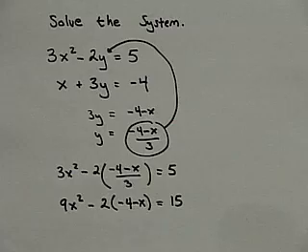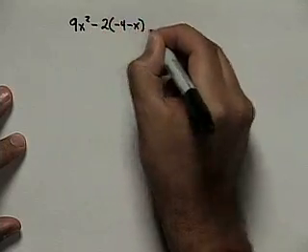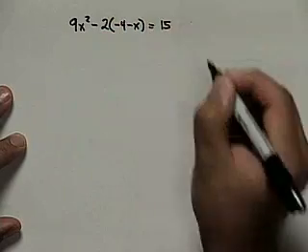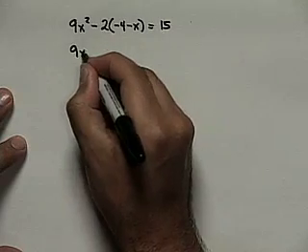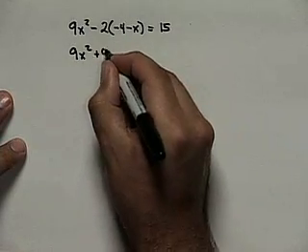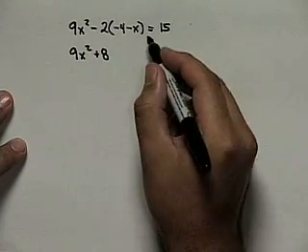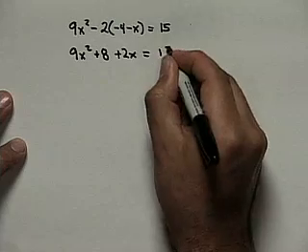So from here, what we'll do now is take that equation, which we left off as 9x squared minus 2 times (negative 4 minus x) equals 15, and now we'll distribute the negative 2 across the parentheses, so we'll have 9x squared, and then negative 2 times negative 4 is a positive 8, negative 2 times negative x is a positive 2x, and it's equal to 15.